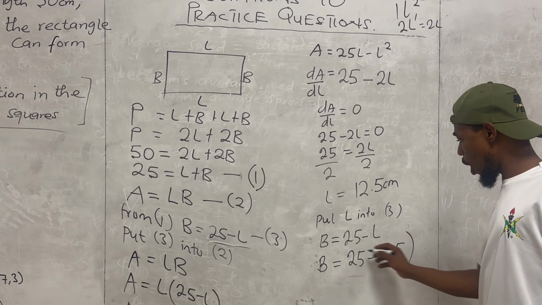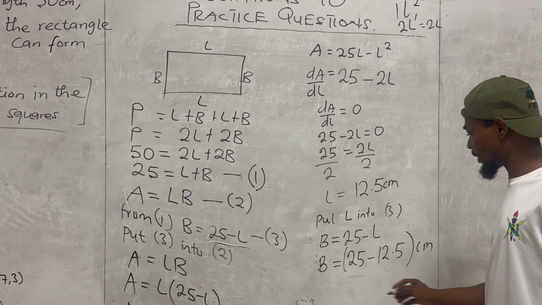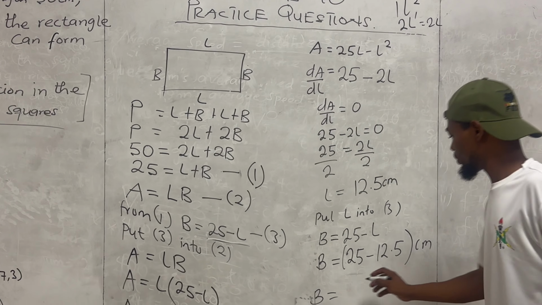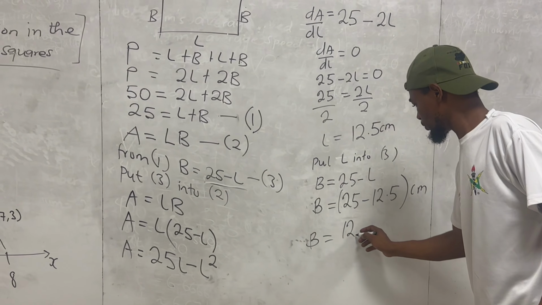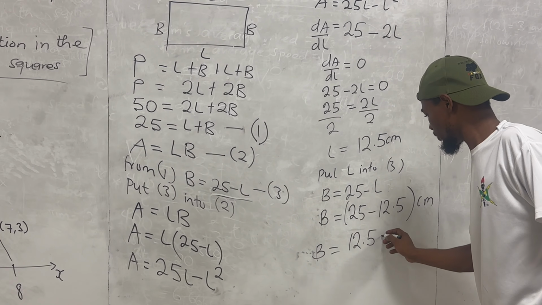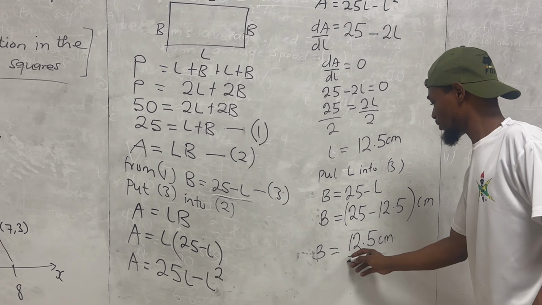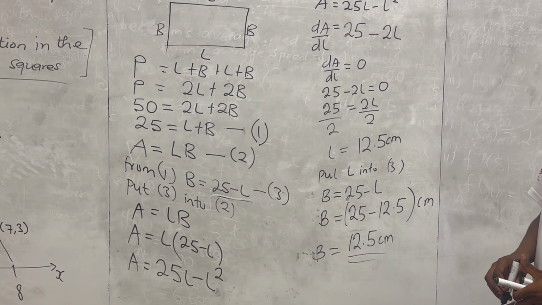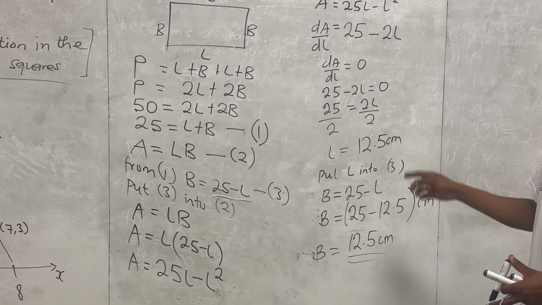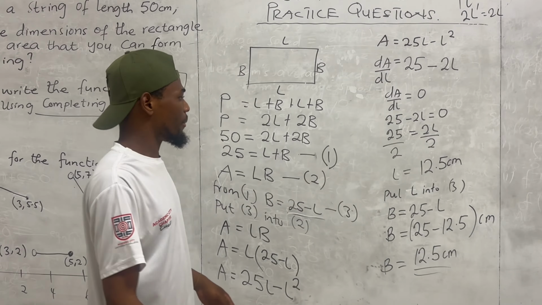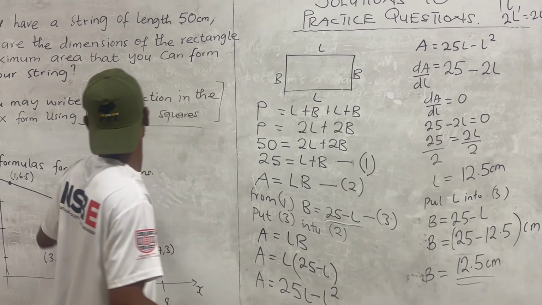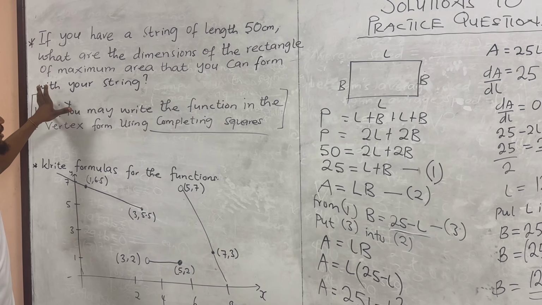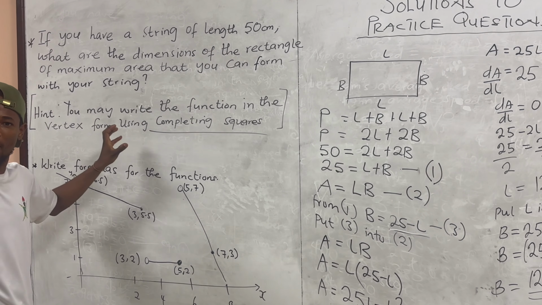12.5, all measured in centimeters. So I have B to be equal to 25. So that's 12.5 centimeters. So that means B and L are the same. But here we're told: what are the dimensions of the rectangle of maximum area?